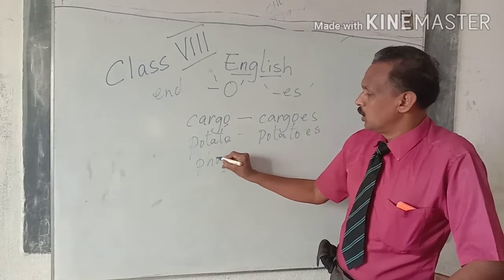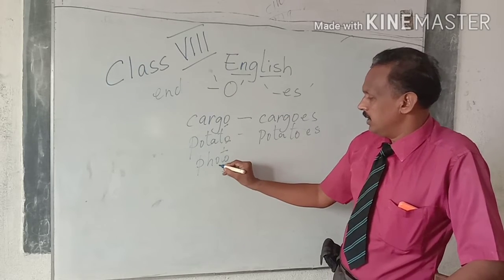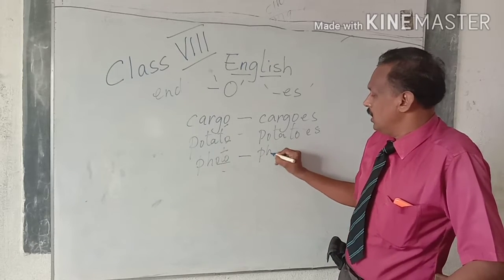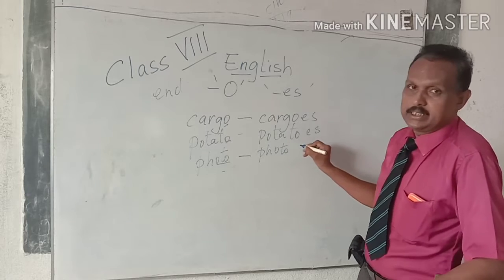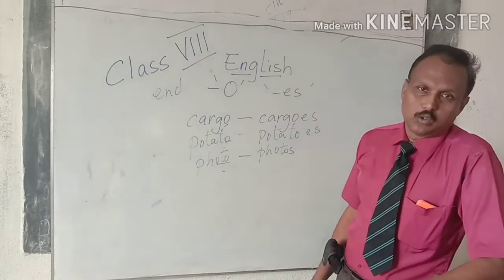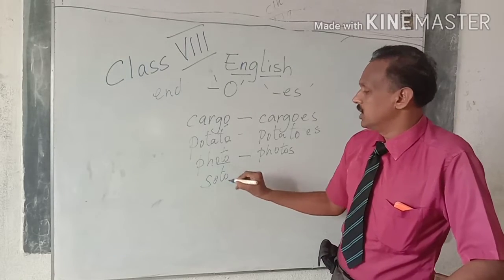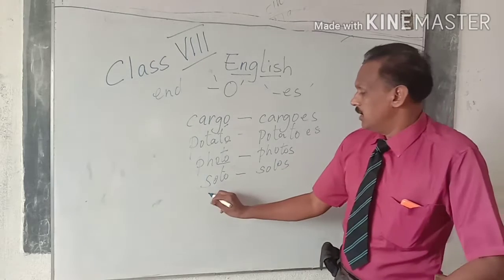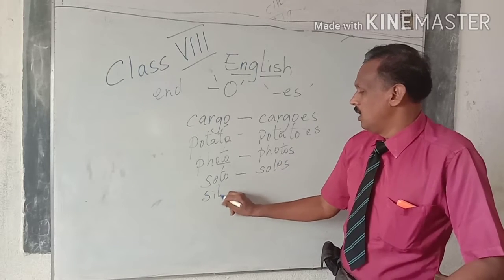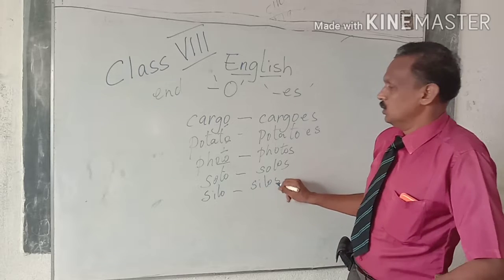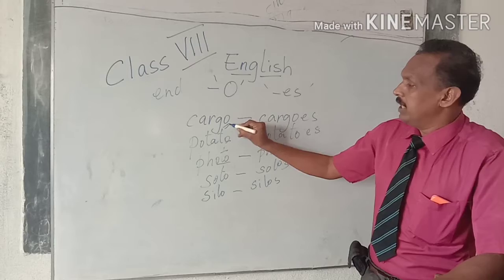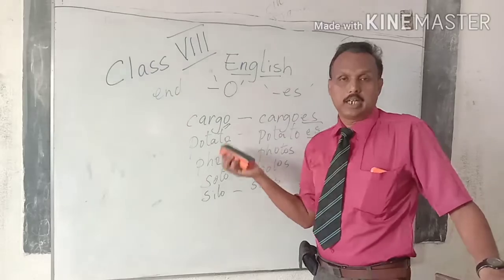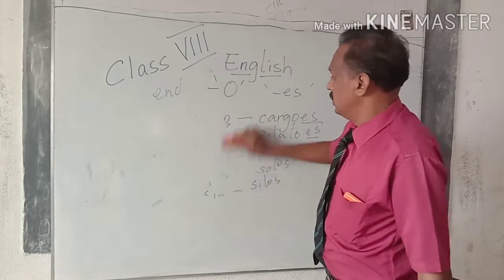For example, photo. When the sound comes like this, depending on the phonetics, it will not be photoes, it will be photos. Like that, solo, when you are singing a solo song, the plural is solos. And silo, silos, things like that. But mostly when it ends with O, it will take ES. In the next class, when we deal with the phonetics, I will be explaining how to find this out.